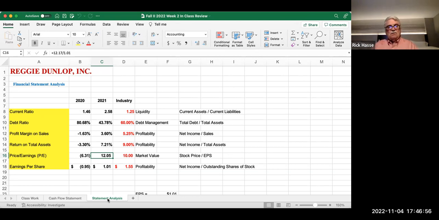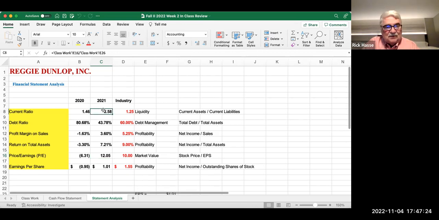Now, where to find this information? Well, to find financial statements, you can go to Yahoo Finance, you can go to the company's website, you can even just Google the information. So current ratio is a liquidity ratio. It's the current assets of the company divided by the current liabilities. It tells us the relationship between short-term funds, assets, and short-term liabilities. And as you can see in this company, it's gone up.